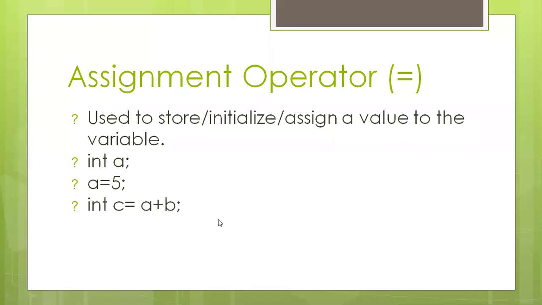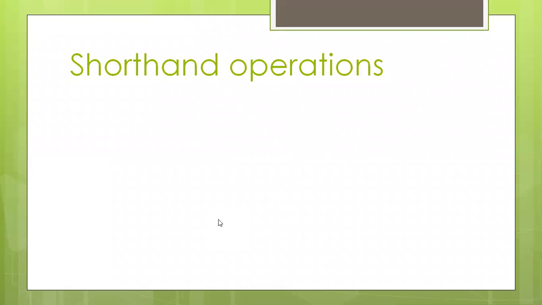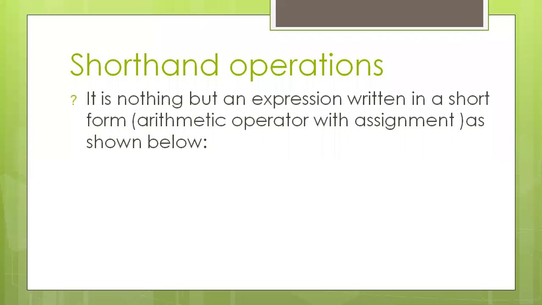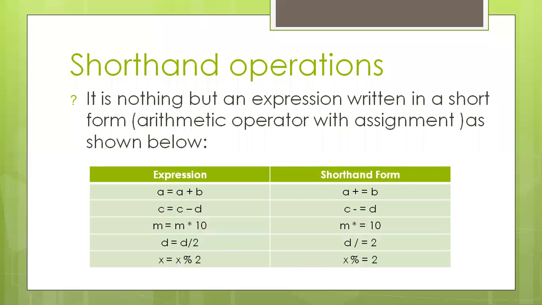Okay. Then see the shorthand operator. It is very easy. Shorthand operator is nothing, we are merging or combining the arithmetic operator with the equal sign, with the assignment operator. Pay attention here: arithmetic operators with the assignment operator. But it works on one operand only. See, it means one variable is being affected.